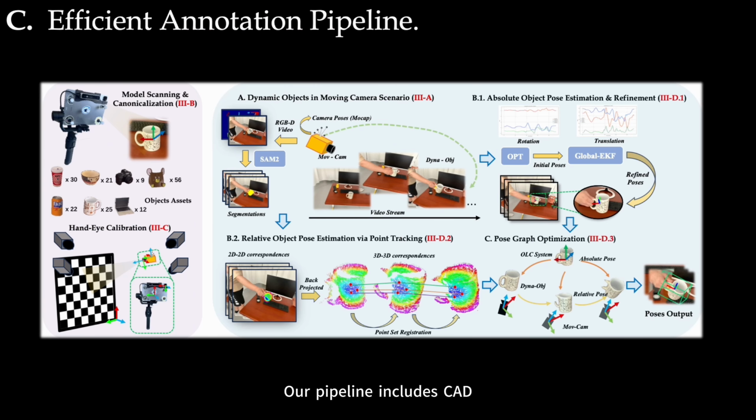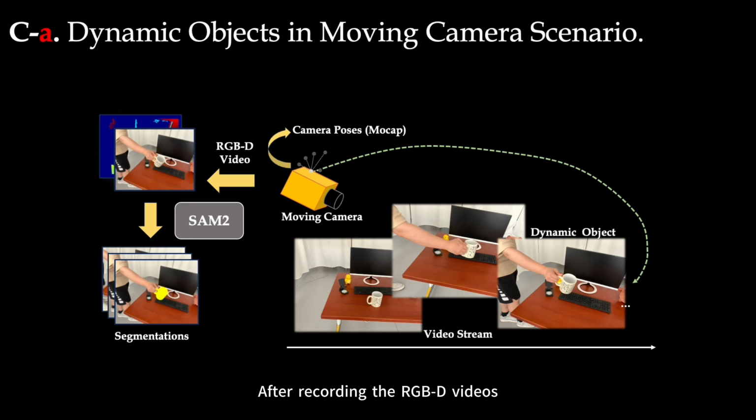Our pipeline includes CAD model preprocessing and hand-eye calibration on the left. On the right, we capture dynamic objects with a moving RGBD camera, annotating poses by combining absolute and relative poses. Only the camera poses are captured by mocap. After recording the RGBD videos, segmentation is performed using SAM2.